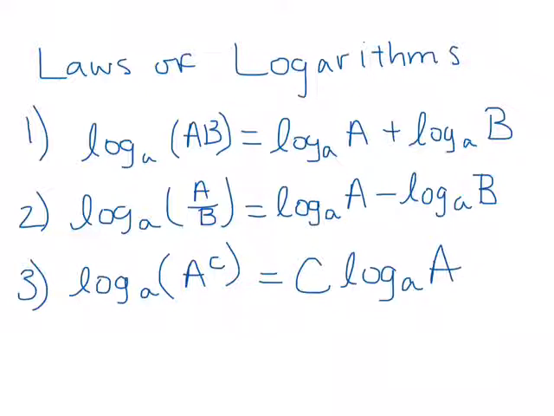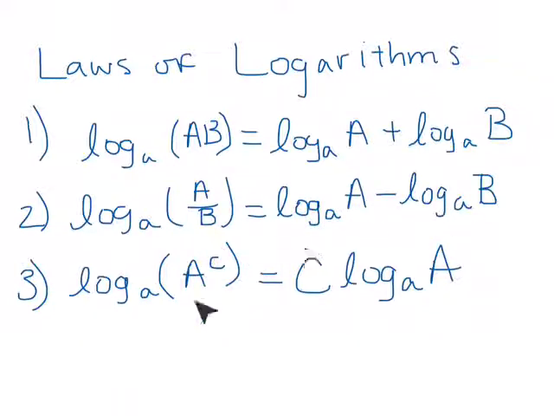So the log of a product of numbers is the sum of the log of the numbers. So let's think about this for a second. We have the log base A of AB, or A times B. You simply break that up as the log of A plus the log of B. Similarly, if you are dividing, the log base A of A over B, you would subtract. So log base A of A minus log base A of B.